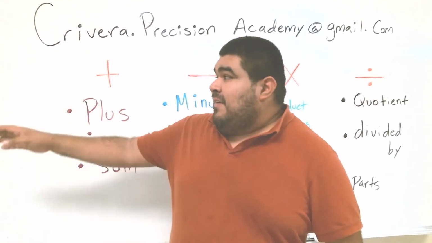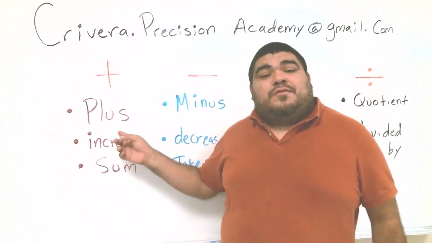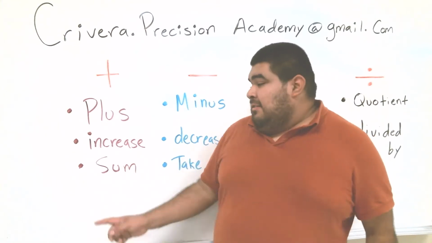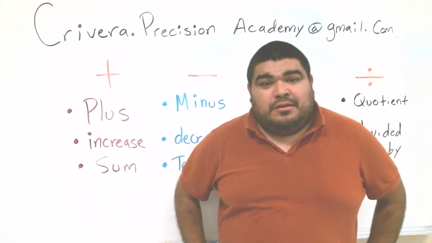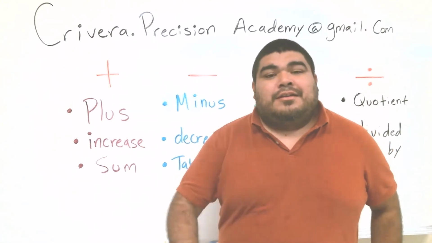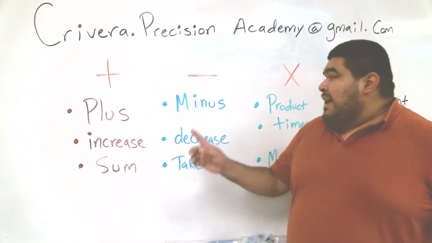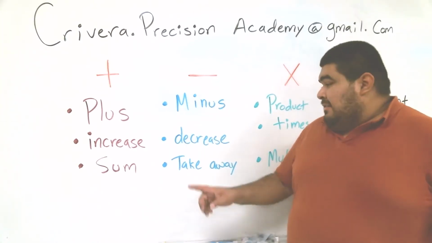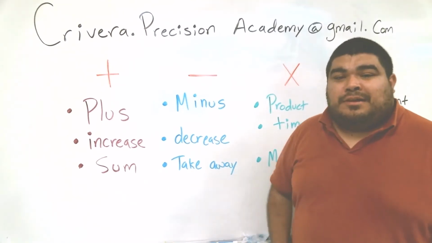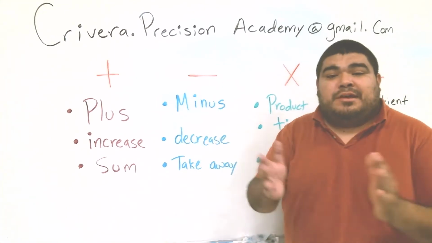So let's start off with adding. Remember, another word for adding is plus, also increase, and sum. Those are words that also mean adding. Let's move on to subtraction. We have minus, decrease, and take away. You're taking away something from another person or another thing, so you're splitting it up.